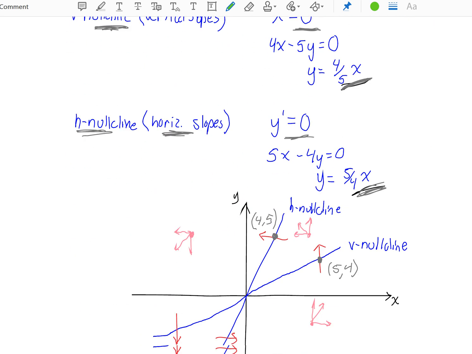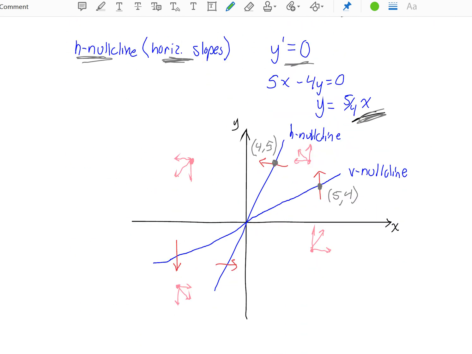This tells me that when I think about solutions that start at some point, I should not see them spiraling in or out from the origin, but more see ones that leave here, cross horizontally, come down, cross vertically, cross horizontally, and maybe look something like this. We just see ellipses that kind of rotate around the origin.